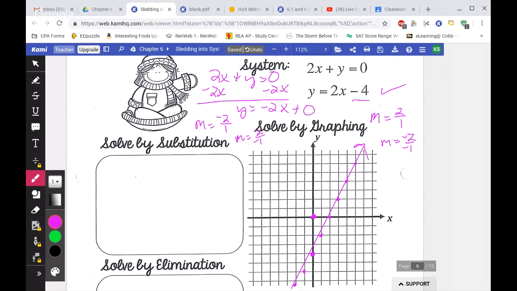So if I go up 2, I'll go left 1. But if I go down 2, I'm going to go right 1. And there I go. At least I hit one of my dots. That's the whole goal. You want to hit one of your dots twice because that's going to tell me exactly where they intersect.